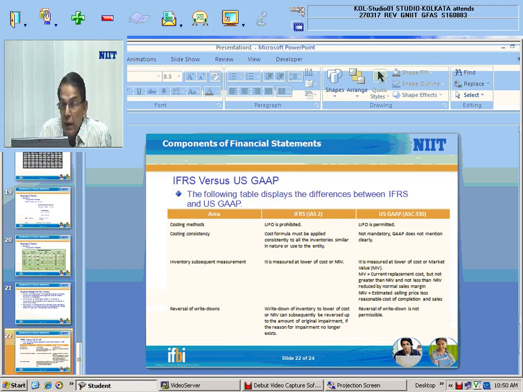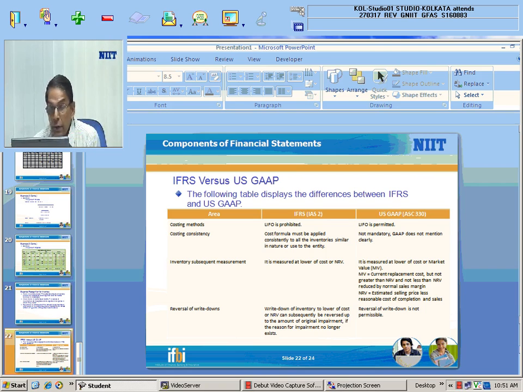Subsequent measurement of inventory: under IFRS it is measured at lower of cost or NRV. Under US GAAP also it is measured at lower of cost or market value. So market value here means, instead of NRV, they use market value. Market value means current replacement cost but not greater than NRV and not less than NRV reduced by the normal sales margin, and NRV is estimated selling price less reasonable cost of completion and sales. That is what NRV is as per US GAAP.